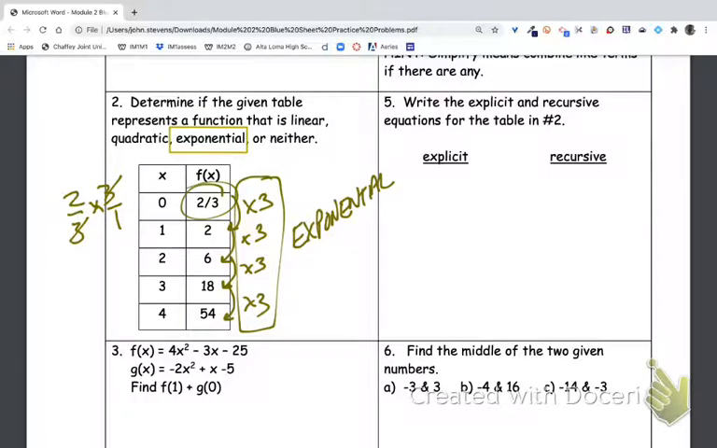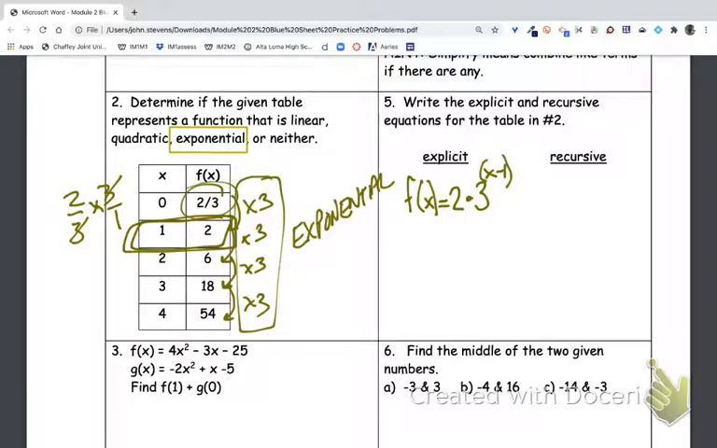For number 5, knowing what we know about number 2, write the explicit and recursive equations. So for the explicit, we already know everything that we need to know. Our f of x is going to equal, we need to figure out what happens when x equals 1. Well, the value is 2. Times our common ratio, which is 3, to the power of x minus 1. That is your explicit equation.